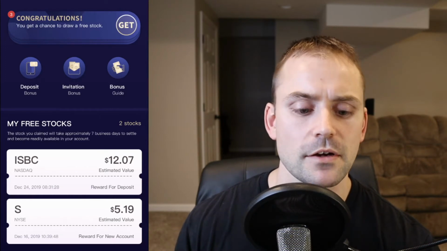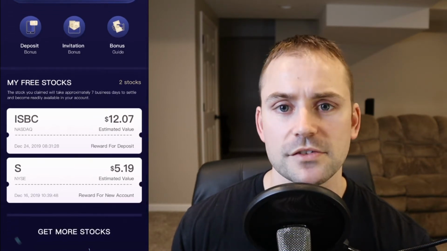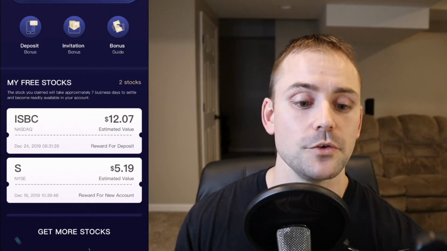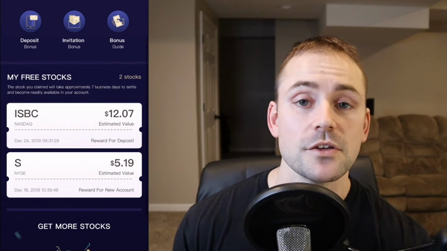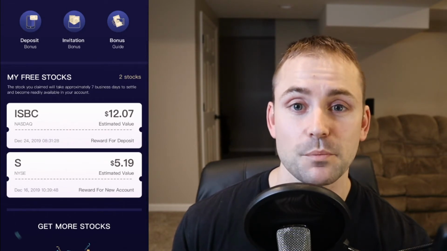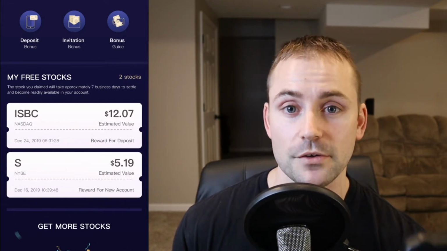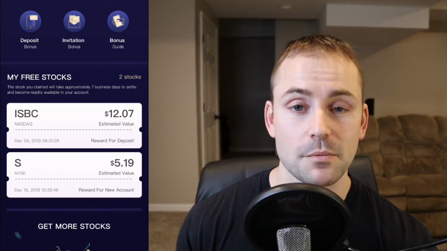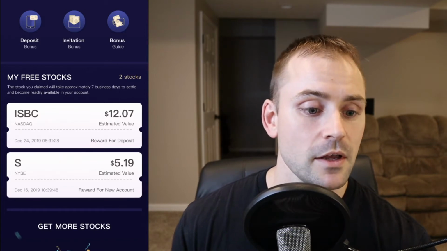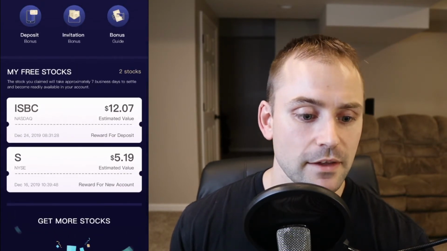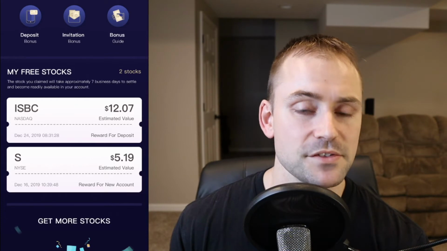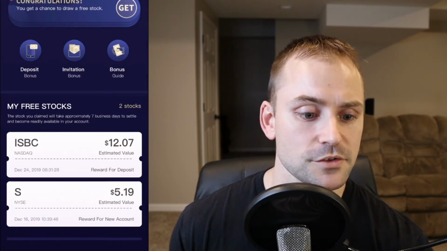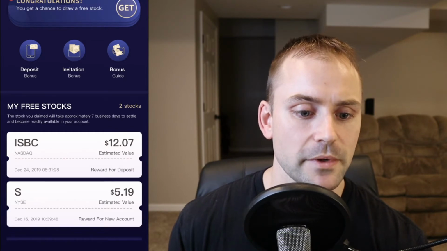So if you look here, these were the 2 free stocks that I got when I opened up the account and deposited $100, which I recommend you do because it's literally free money. They claim the second stock can be from $12 up to $1,400, just FYI. I personally don't know anybody who's got the $1,400 stock, but I'm sure there's people out there. Okay, so I got Sprint that they gave me first, and this ISBC. I'm not really sure what that is, but it's worth $12. Can I tap it? No, it won't let me tap it.